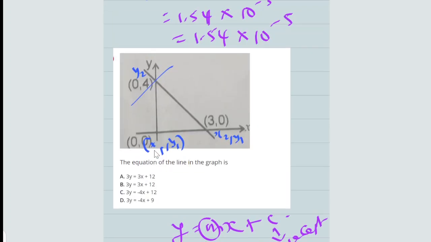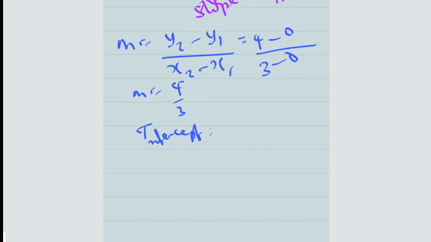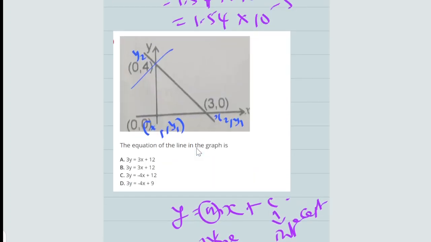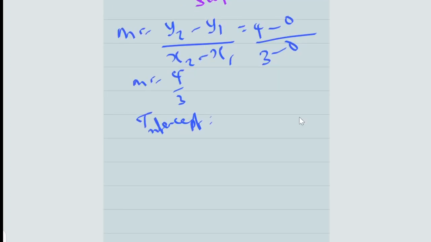No, it is not 0. Sorry. When you want to find the intercept, your intercept is the value of y, like I've said, when x is equal to 0. When x is equal to 0, what is the value of y? That is 4. So your intercept, your c, is equal to 4.